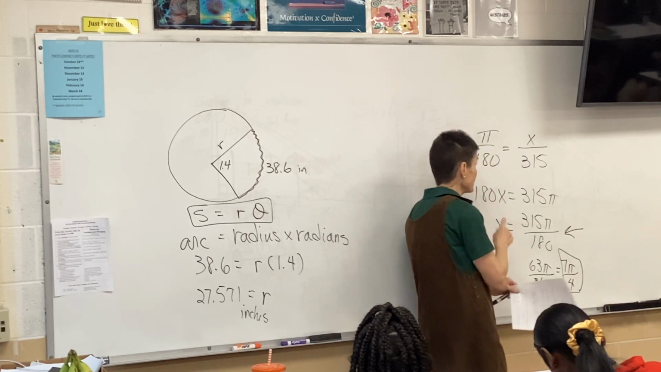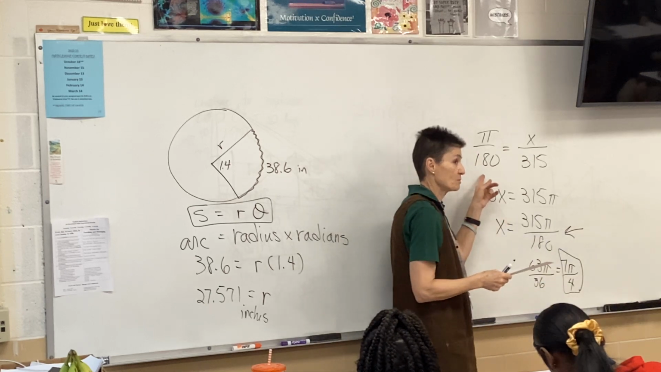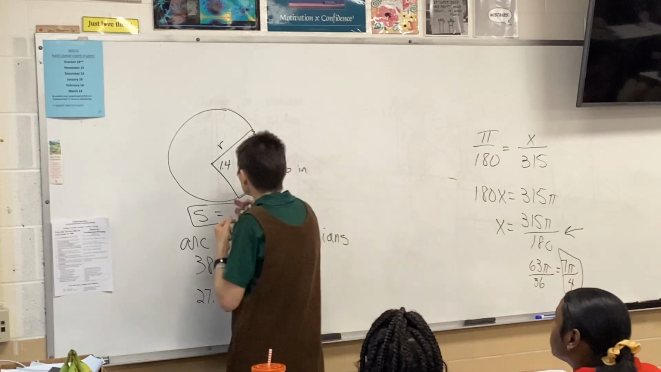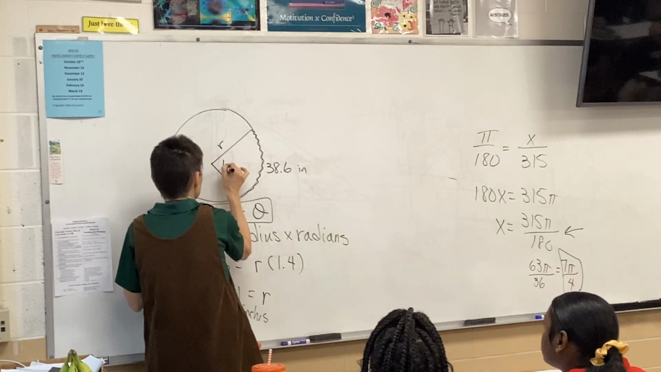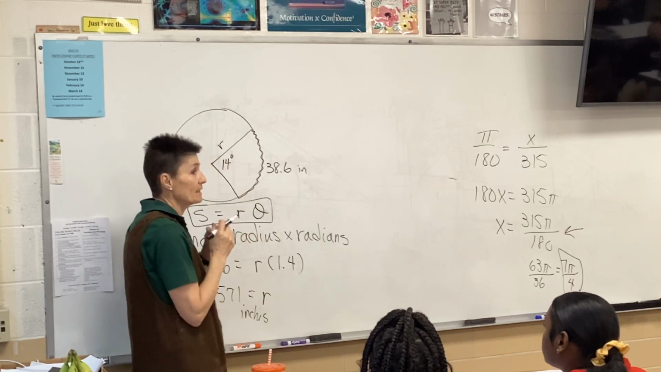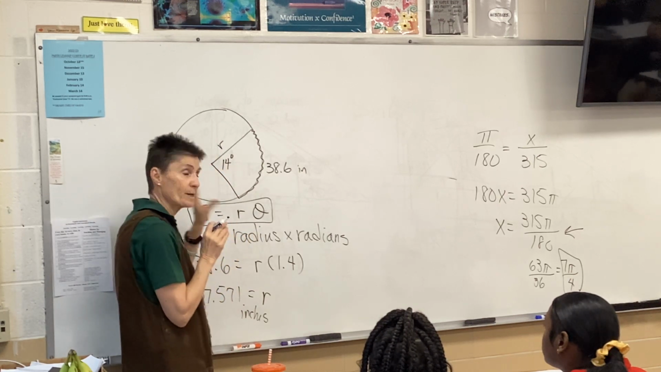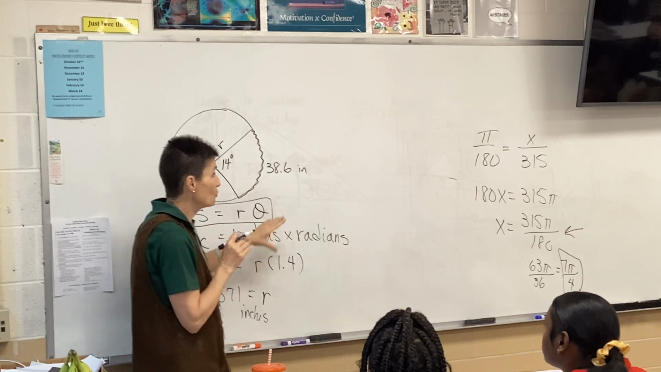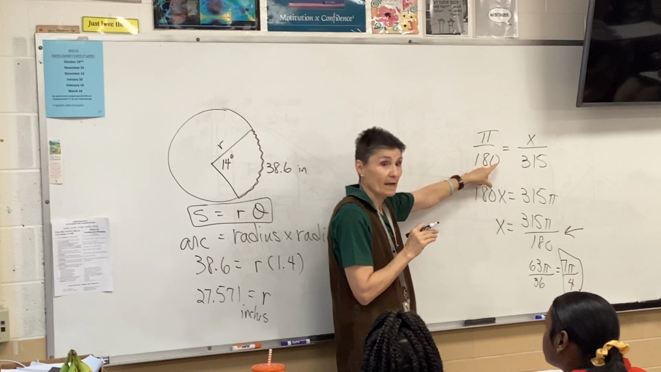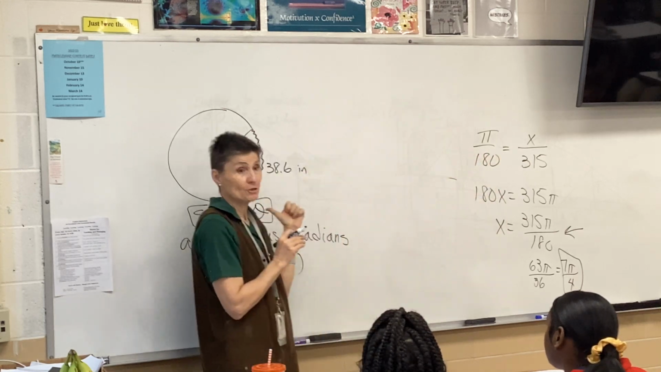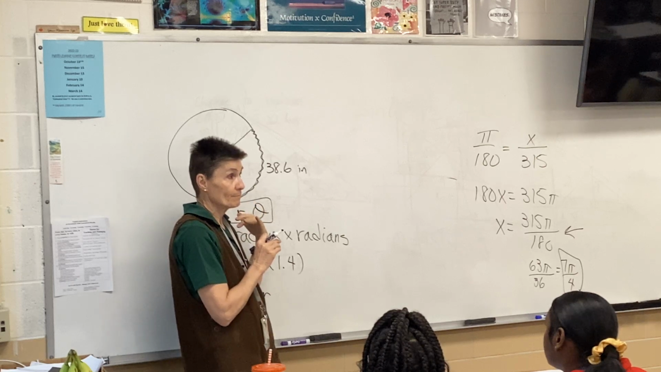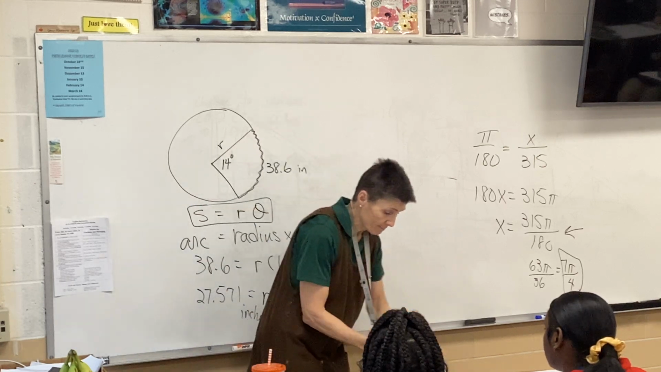Okay, before I erase this problem, if this angle had been given, let's say it was 14 degrees, if it had been given in degrees, then you can't do this. You have to do this first and get a radian, and then you do this. So it becomes a two-step problem. Got it? Okay. All right.